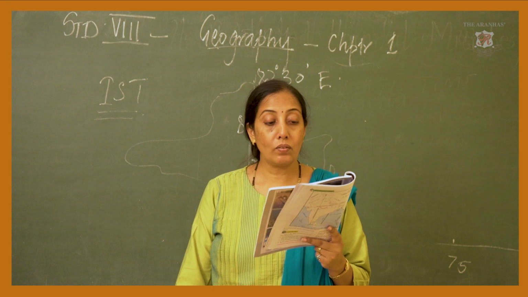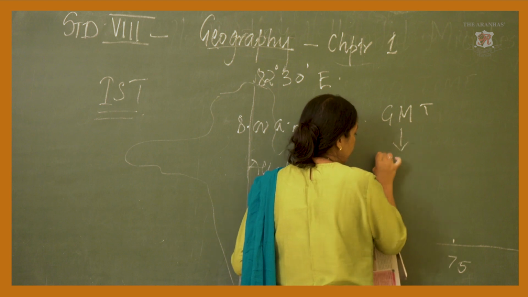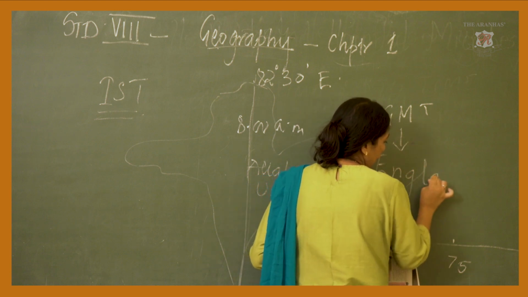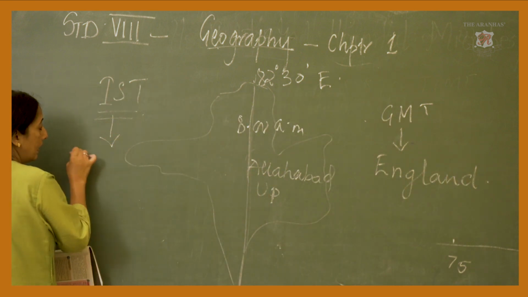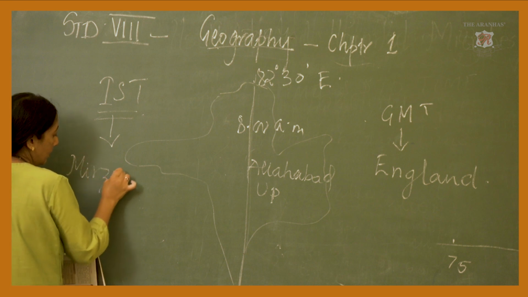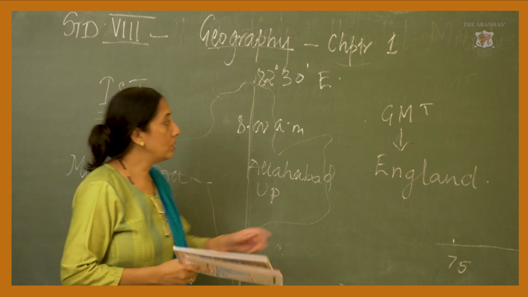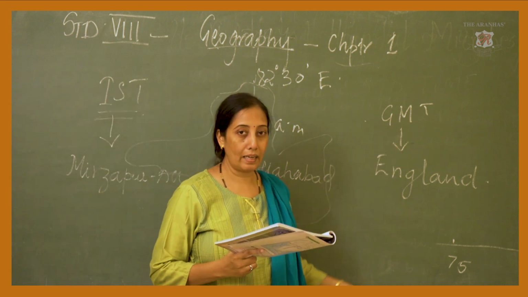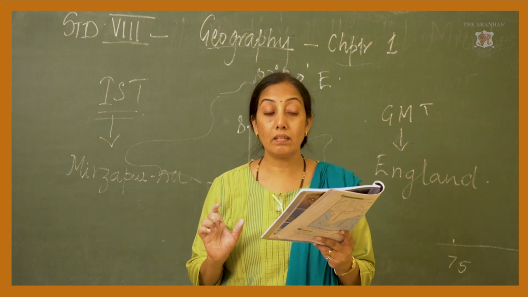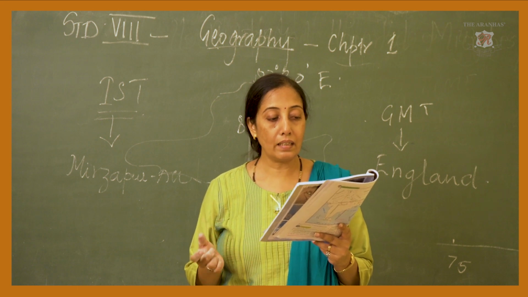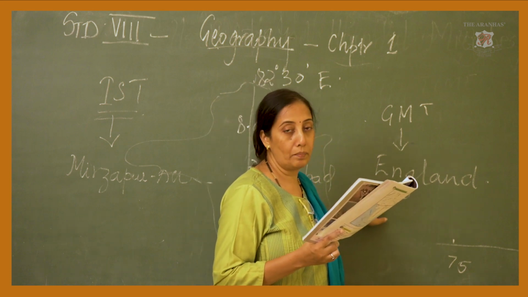So, which is the one which we calculate? GMT. Where does it lie? It lies in England. Like IST. This IST, where does it lie? It lies in Mirzapur, Allahabad. So that is how your GMT, that is Universal Standard Time, lies in England, and is considered to be the international standard time. The difference in standard times of various countries is calculated with reference to this GMT.